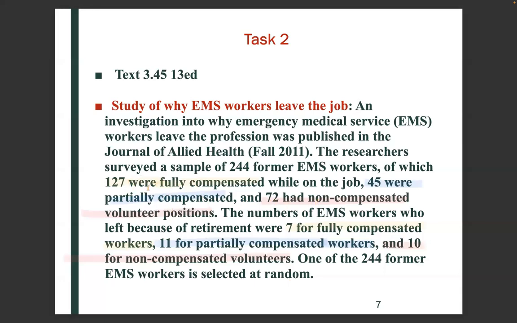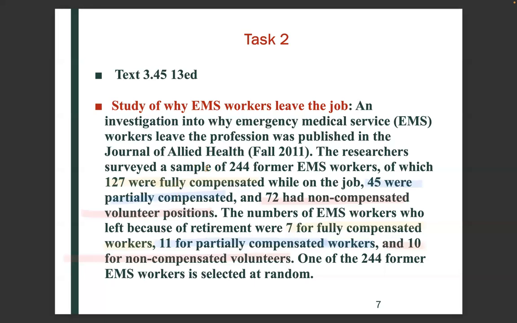That way, for example, in a test scenario, you can keep track of the information that the problem is giving you, so you don't get confused or make errors just by misreading the numbers that go with the information. So anyway, here, I highlighted in yellow for fully compensated.